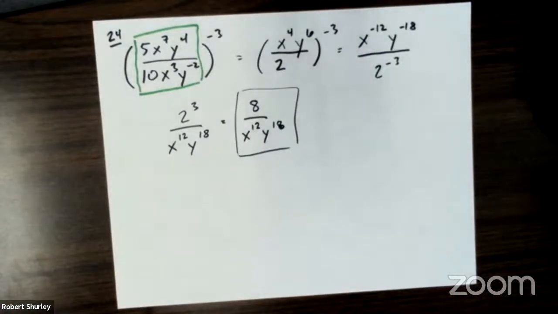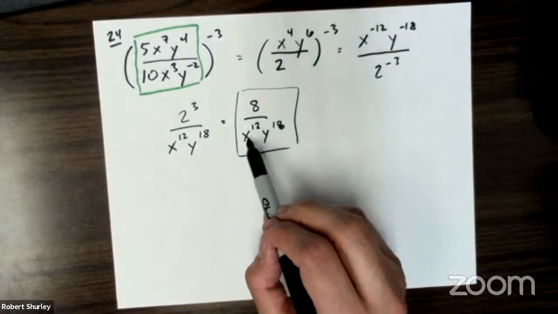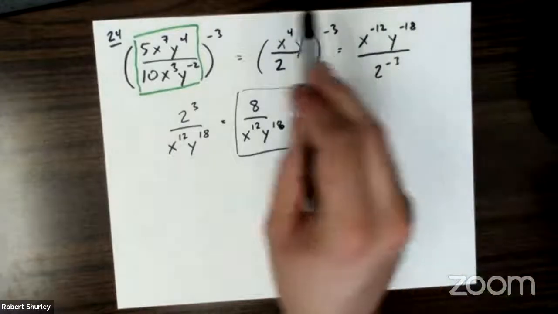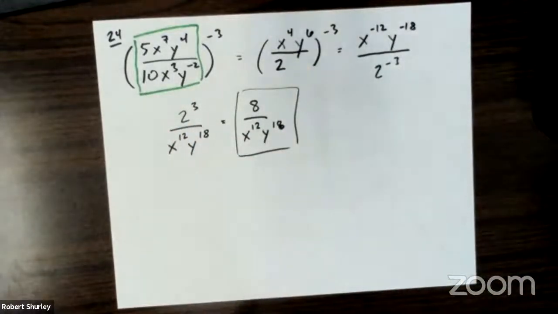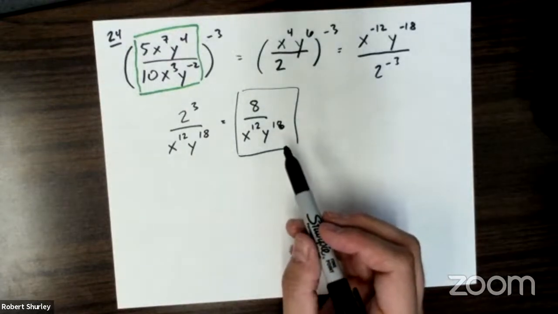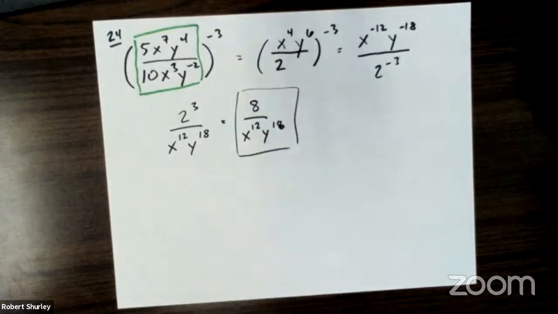Let's see if we got it right. Hey, I got it right: 8, and then x to the 12th, y to the 18th. Any questions about that? Questions? Okay, I'm going to skip around. Just butt in if you have a question, it's no big deal. Let's skip around to number 50 now.